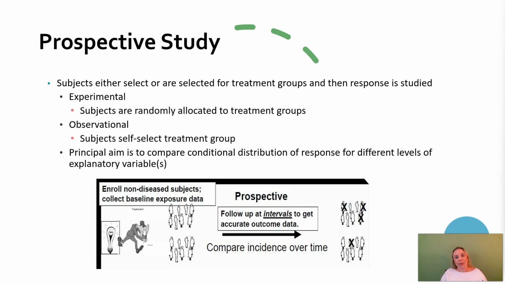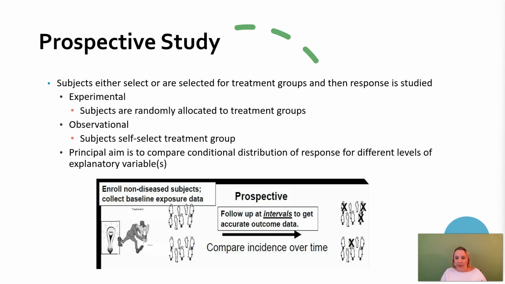So let's think about a prospective study. In the case of a prospective study, subjects are either selected or are selected from treatment groups, and then their responses are studied. Sometimes they self-select, so that can be based on people that choose to buy the blue product versus the red product. Or we could just randomly put them into our chart, saying I want half of the women in one half and the men in the other half, or half of the women in the other half.